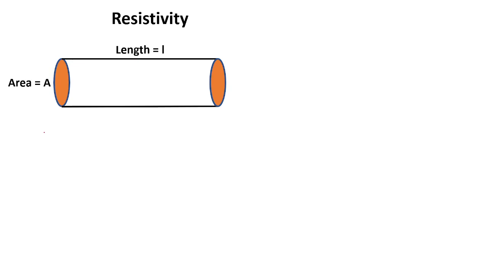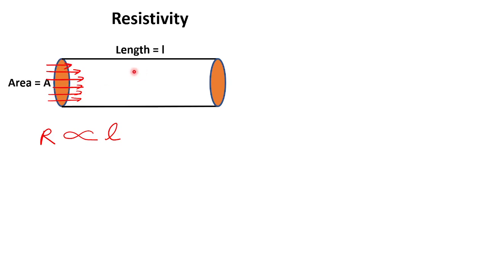Experimentally, we can prove that R is directly proportional to L. Meaning that if the length of the wire is increased, the resistance will be increased. For example, suppose there is a water flow. Water is flowing through a pipe. This wire looks like a pipe, right? The resistance means the resistance offered by the pipe. The more resistance offered by the pipe means less flow of the water.